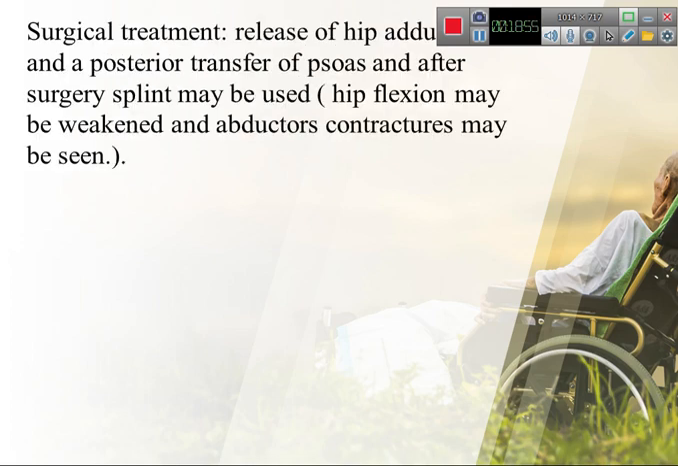We have some surgical treatment. There are no PT programs for joint subluxation or joint dislocation. Surgical treatment is used if you want to release the hip abductors and the posterior transfer of the psoas, and after surgery a splint may be used. But hip flexion may be weakened and abductor contractures may be seen. It has some side effects.